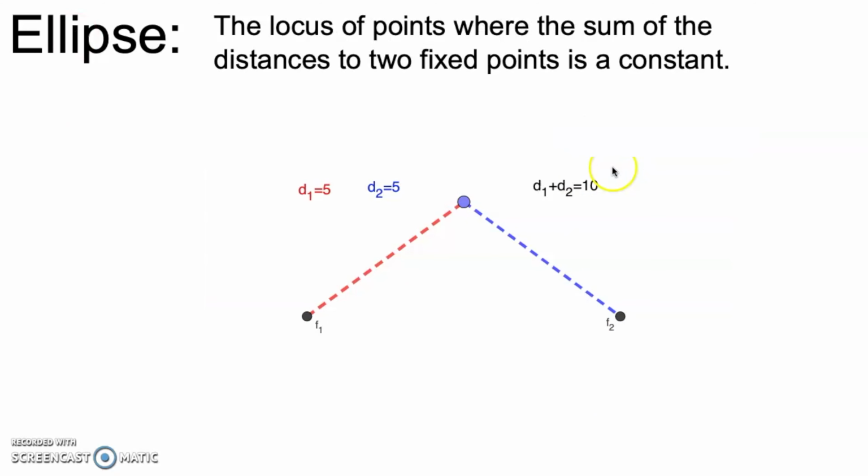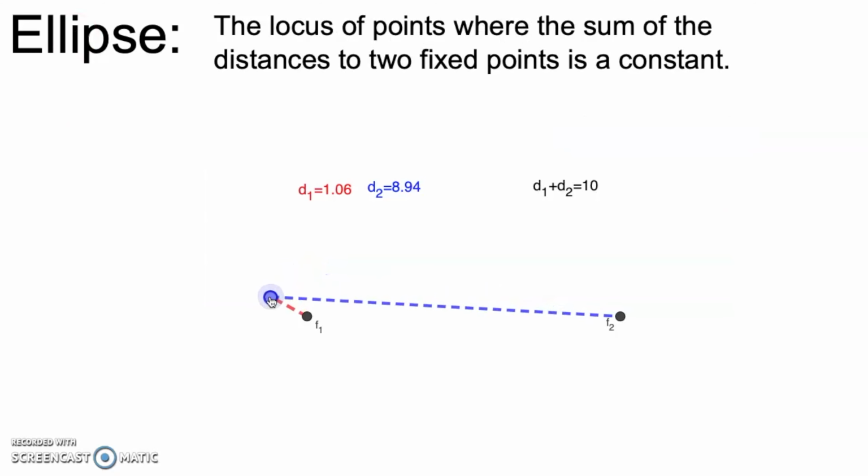So in this case, that constant is 10. You can see here in red I have the distance to focus 1, and in blue I have the distance to focus 2. And those are both 5 right now, so the sum of the distances is 10. The way we get the ellipse is by asking the question, where are all of the other points on the plane where these two distances are also going to sum to 10? If I start to drag this point, you'll see that it doesn't trace a straight line, it gets curved, and this turns out to be an ellipse.